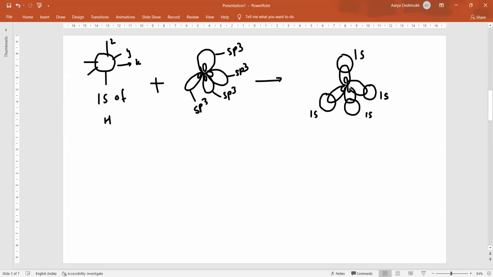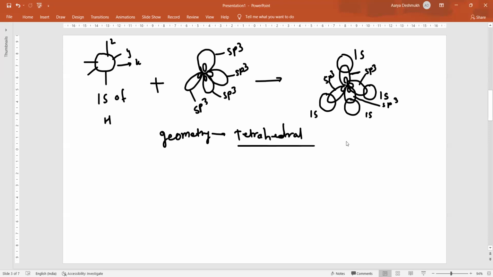So this is your diagram. This way you can draw. These are the four sp3 hybrid orbitals, each one of them. Every labeling should be there. And the geometry of this is tetrahedral. The shape of this molecule is tetrahedral, like this. This is the methane molecule. You can draw this way also, or you can draw this way, CH4. So in this way, this methane molecule is formed by sp3 hybridization.